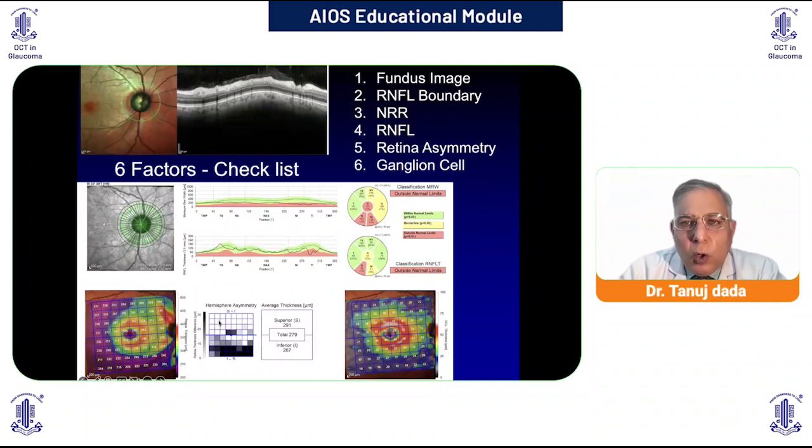Like you have a glaucoma hemifield test, which is very important in the visual field, here you have the total retinal thickness of the macula and the hemisphere asymmetry. These black spots show that definitely there is a thinning of the macula in the inferior part of the macula as compared to the superior part of the macula.